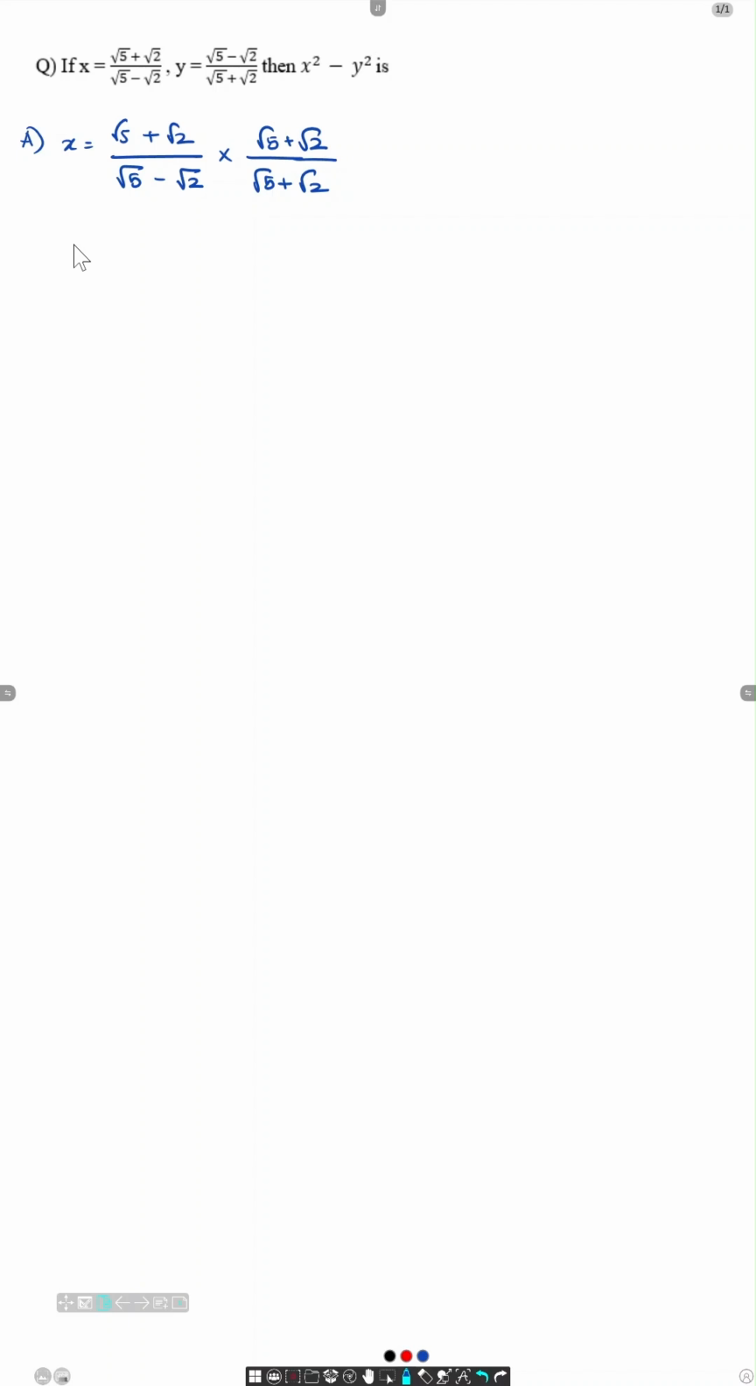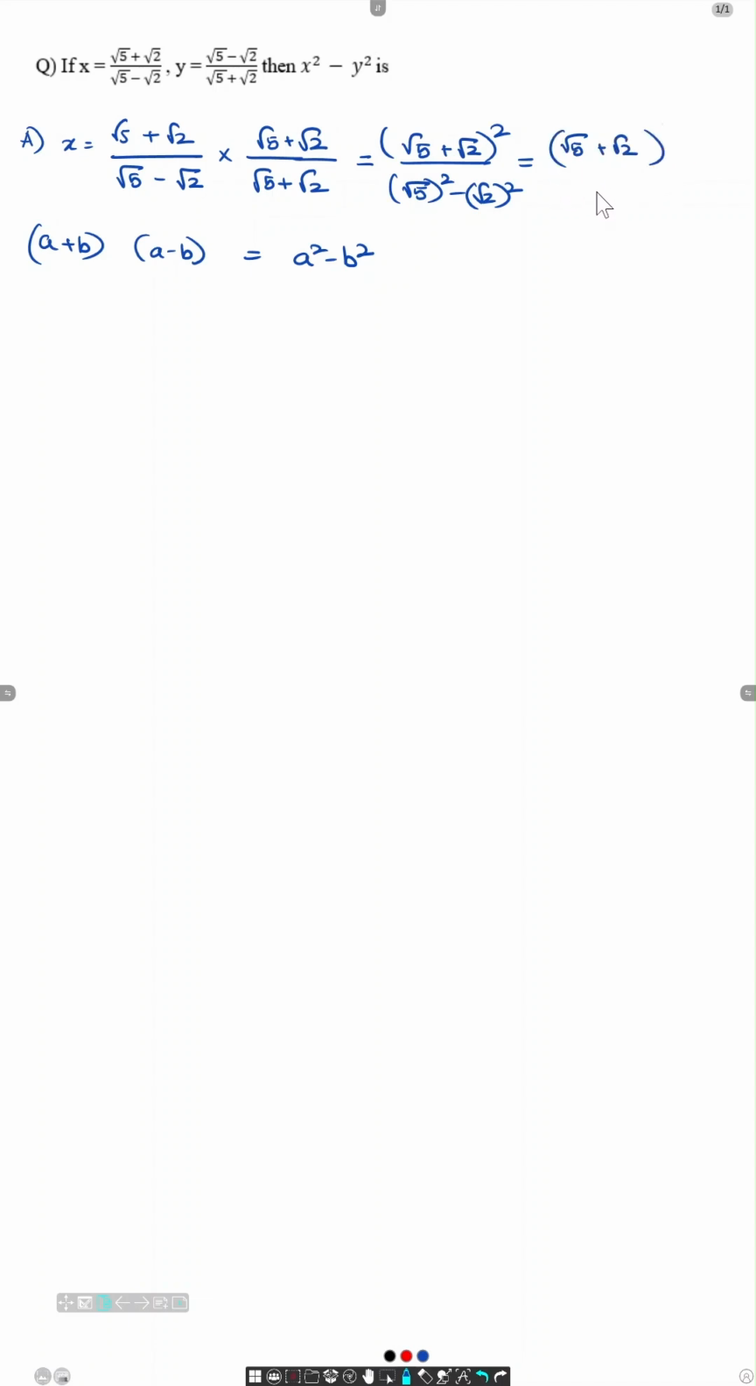We know that (a plus b) into (a minus b) gives a square minus b square. So the denominators, when you multiply, it is in the form (a minus b) into (a plus b), which gives us a square minus b square. And numerator is, we get (root 5 plus root 2) whole square. This is nothing but (root 5 plus root 2) whole square by 5 minus 2.